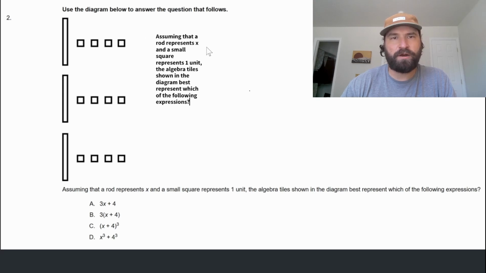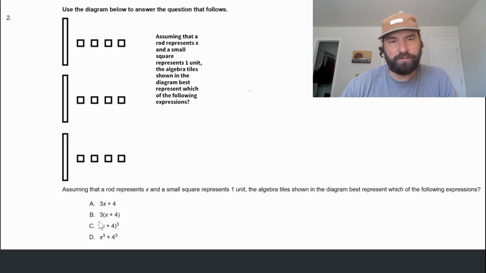It says, assuming that a rod represents X, so a rod would be the longer block, and a small square represents 1 unit, the algebra tiles shown in the diagram best represent which of the following expressions? So A says 3x plus 4. So we're saying a rod is X, so there are 3 X's, right? If a rod equals X, then there are 3 of them. But there are way more than 4 squares, right? We've got 12 squares. If we just count them up, we can see there's 12 squares. So A doesn't seem right to me.